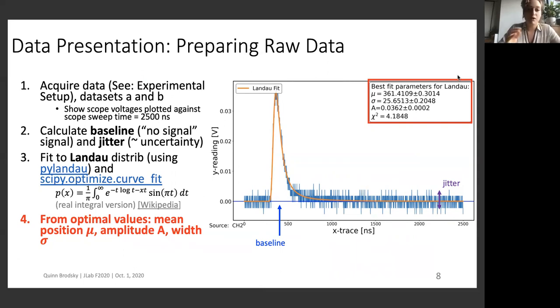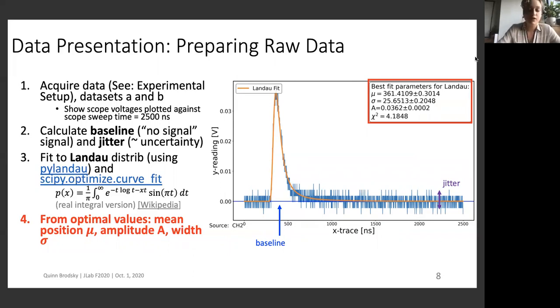And we are going to refer to two of the data sets, A and B. And these data sets contain the oscilloscope voltage from the photomultiplier tube as a function of time. And the interval of time was fixed to 2,500 nanoseconds for all the sweeps contained in both data sets A and B. And each of the data sets contains 100 sweeps of 2,500 nanoseconds.